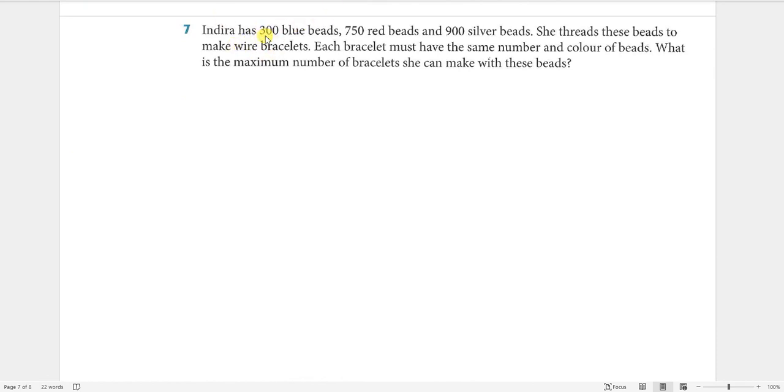Indata has 300 blue beads, 750 red beads, and 900 silver beads. She threads these beads to make wire bracelets. Each bracelet must have the same number and color of beads. What is the maximum number of bracelets she can make with these beads? Okay, so let's write the information. She has 300 blue beads, 750 red beads, and 900 silver beads.